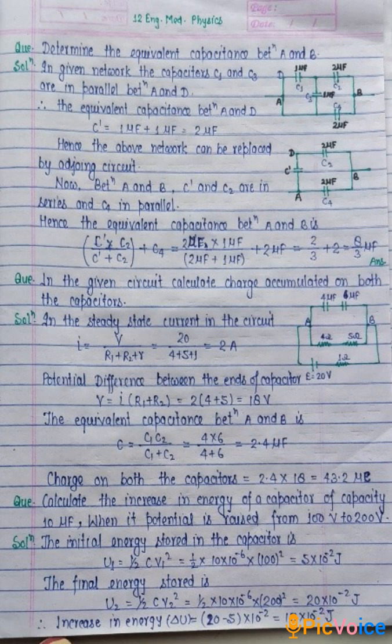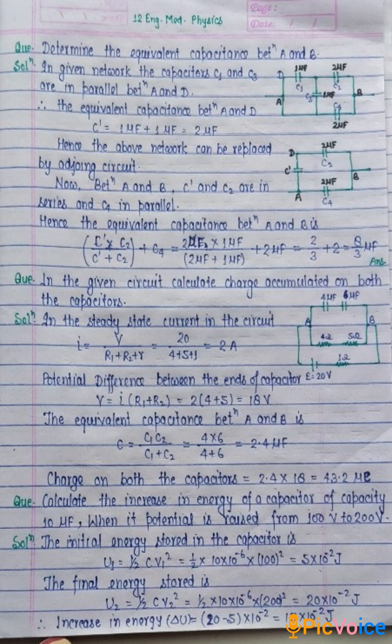Next question. Calculate the increase in energy of a capacitor of capacity 10 microfarad when its potential is raised from 100 volt to 200 volt. Solution. The initial energy stored in the capacitor, U1, is equal to half C V1 square. Putting the values of C and V1, we get 5 into 10 to the power minus 2 joule.